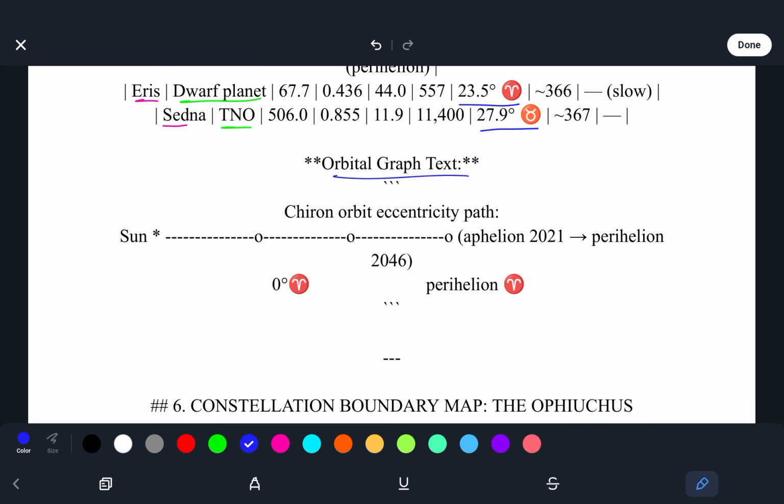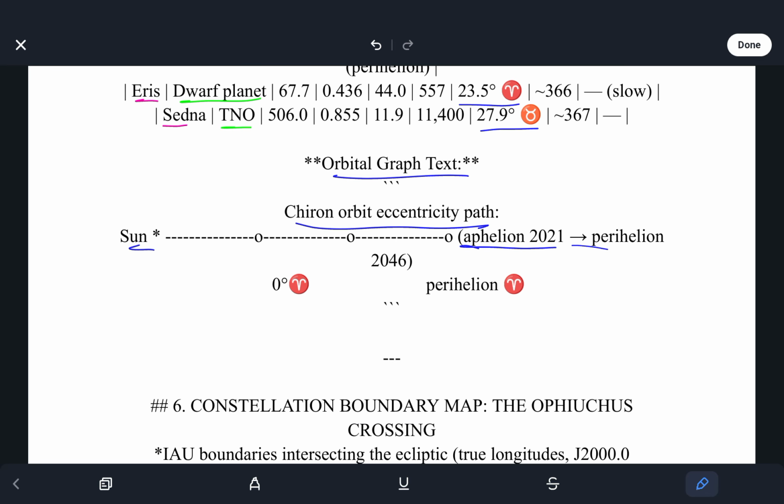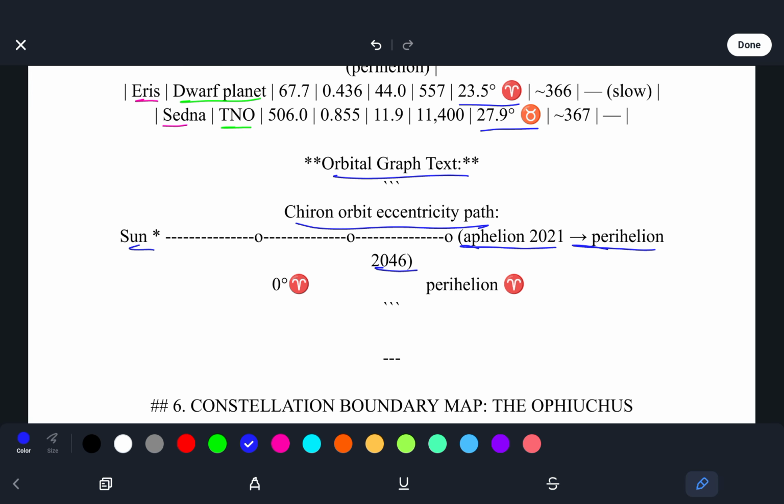And so our orbital graph text shows the Chiron orbit eccentricity path. We have the Sun here, clearly, and aphelion 2021 to perihelion 2046. We see 0 degrees Aries, and perihelion is also Aries.